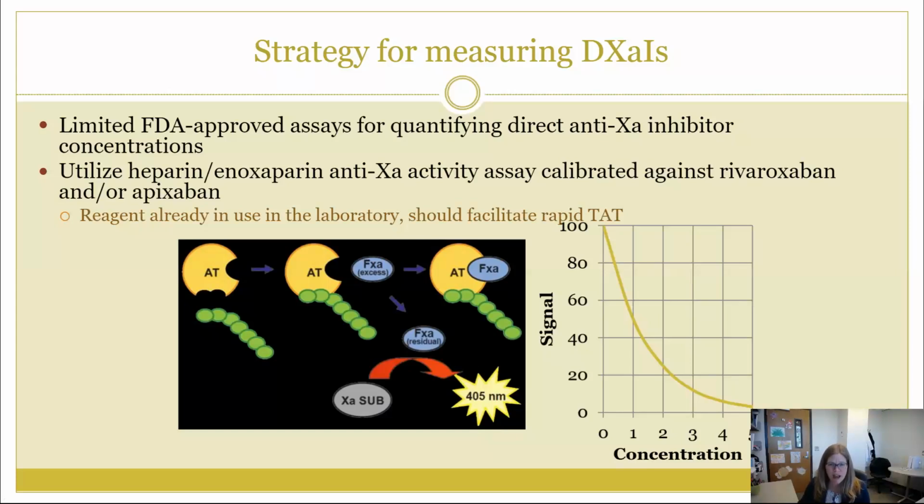And so for us, the quickest way of getting an apixaban or rivaroxaban result to our providers was to use our existing heparin and enoxaparin anti-10A reagent, but calibrate it against rivaroxaban and apixaban. Since this reagent is already in use in our laboratory, it really should facilitate rapid turnaround time. And again, just showing the schematic of how the chromogenic anti-10A activity assay works. It's not just specific for heparin. It also will reflect the presence of rivaroxaban or apixaban if they were there.